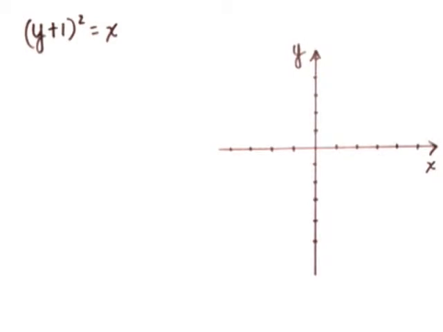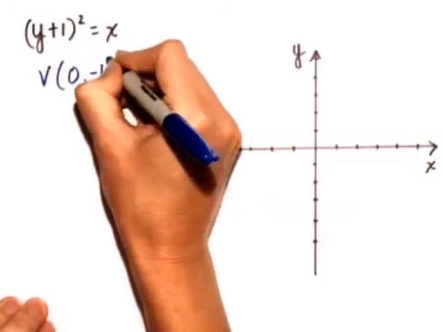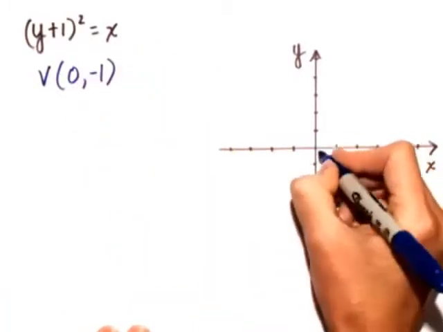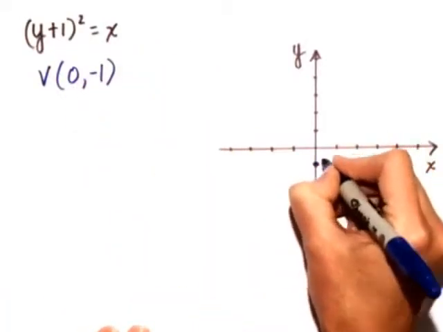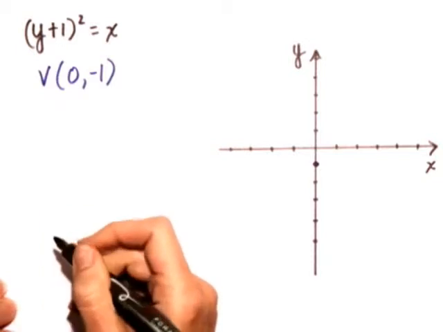Here's our equation in standard form. We just found out that the vertex was at 0, negative 1, and it opens right. So 0, negative 1 is right here. Let's pick a couple other points so we can do a sketch of this parabola.